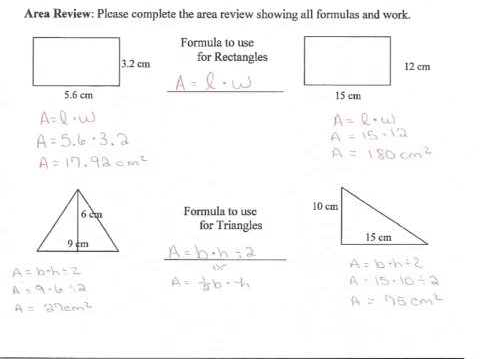For the triangles, your formula is base times height divided by 2. So first you need to write your formula, plug in your numbers, and your answer for the first one is 27 centimeters squared. And for this triangle, it's 15 times 10 divided by 2, which is 75 centimeters squared.